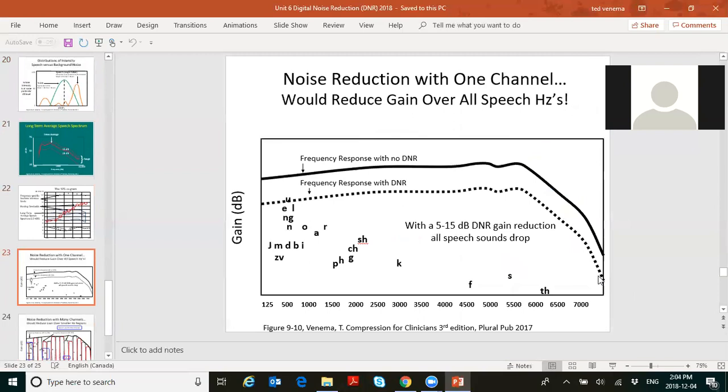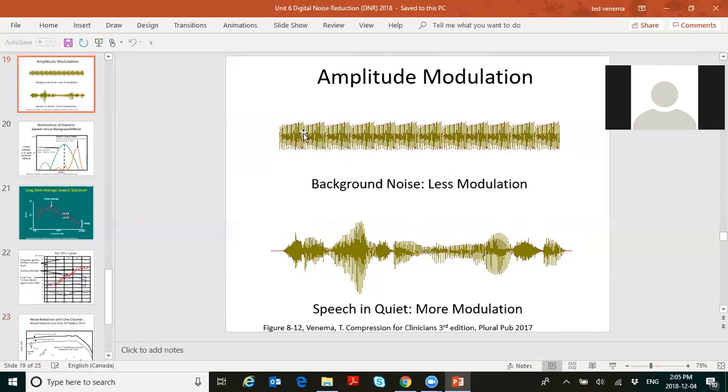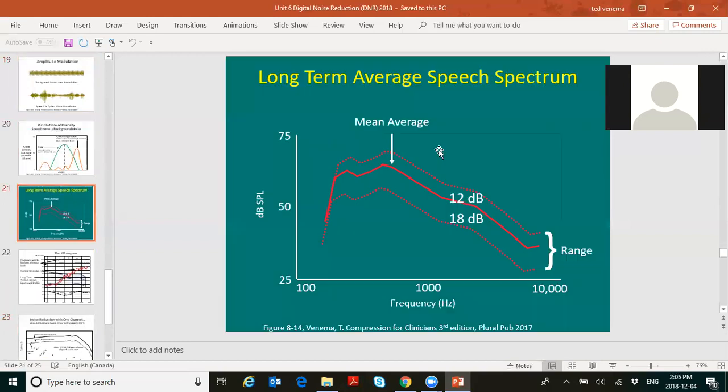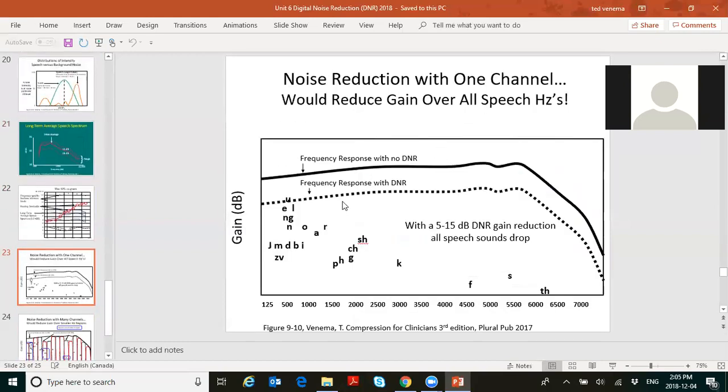So noise reduction isn't used with one-channel digital hearing aids, because if it was used and noise was coming into the microphone and it was steady in intensity over time, like this top one here, the gain would be reduced. Well, what's the difference? That's just like reducing your volume control. That's just like turning the gain down for everything. Well, that's going to reduce the gain for both noise and speech, isn't it?